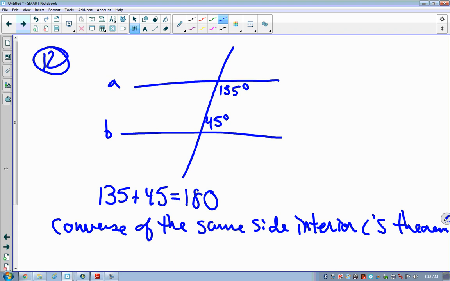Okay? Now, because this is just a lesson 12 question, doesn't mean that you won't have to know alternate interior, alternate exterior, or corresponding angles. Okay, so you need to study lesson 12, and you need to know all four of those things. And they're all converse theorems, right?